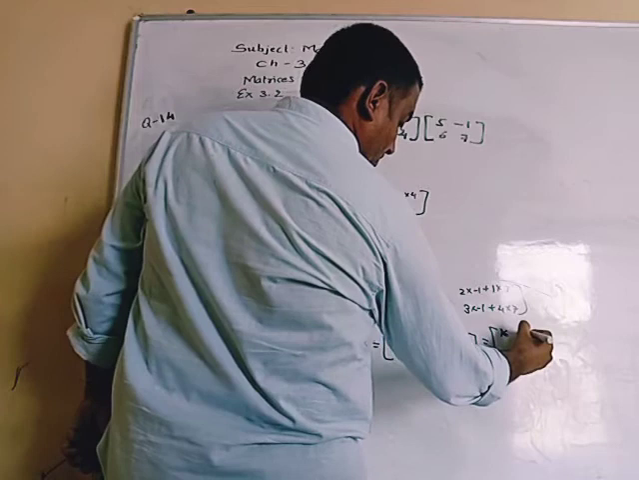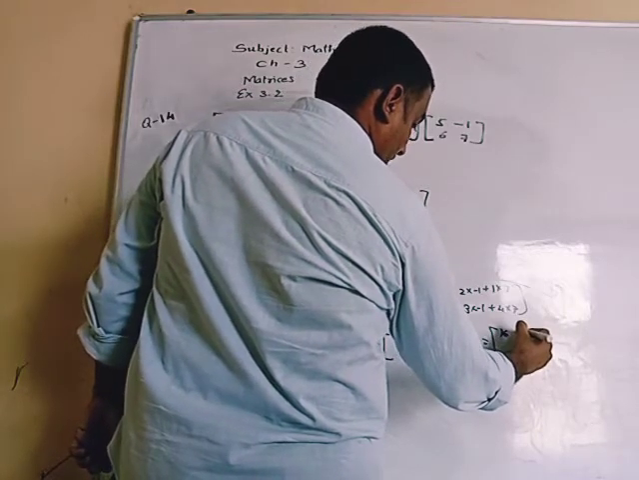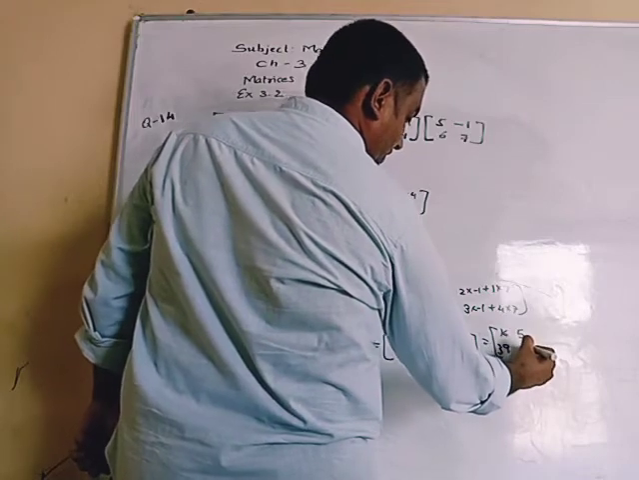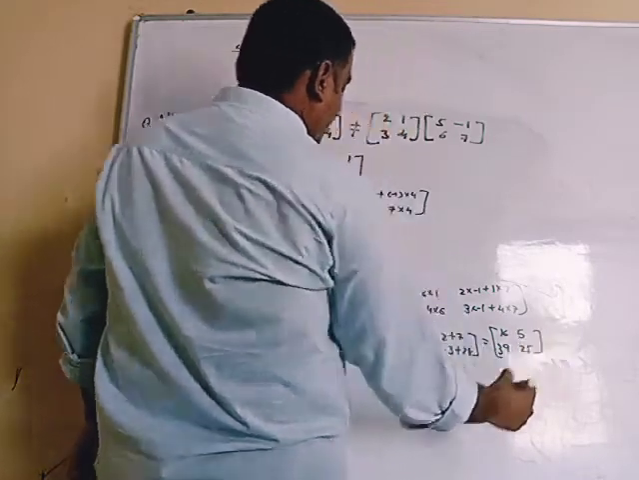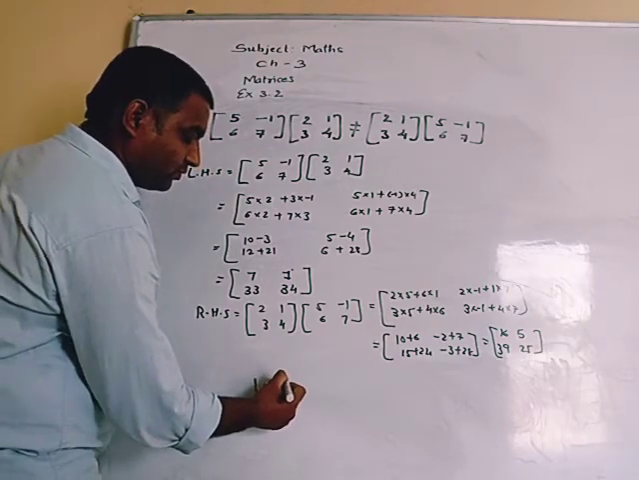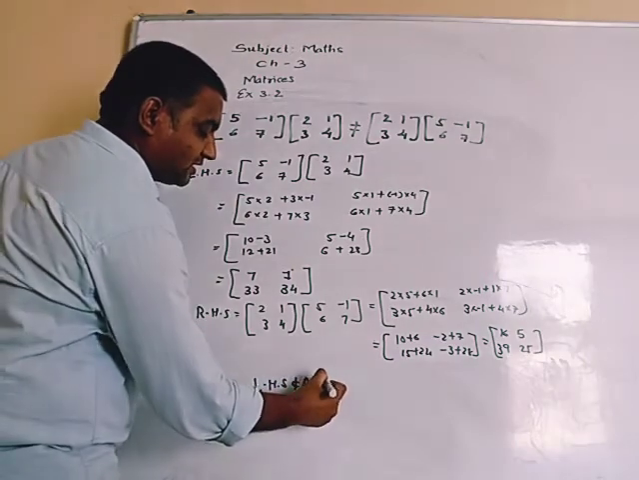16, 5, 39 and 25. So we can see that LHS is not equal to RHS.